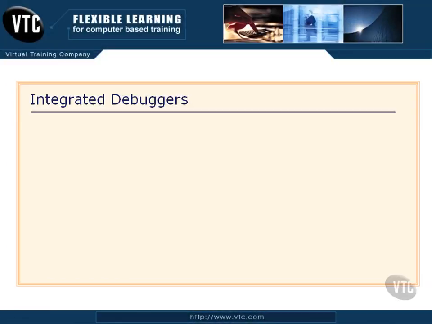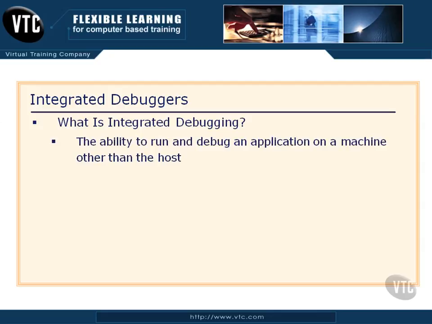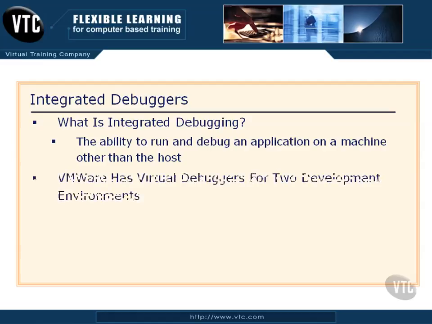There is a feature in Workstation 8 that I want to alert the developers out there to, and that is you have a couple of integrated debuggers that you can install into Workstation 8. So let's start off first of all explaining just exactly what is integrated debugging. Well, it's the ability to run and debug an application on a machine other than the host. Now, if you've ever worked with remote debugging, that's exactly what this is.